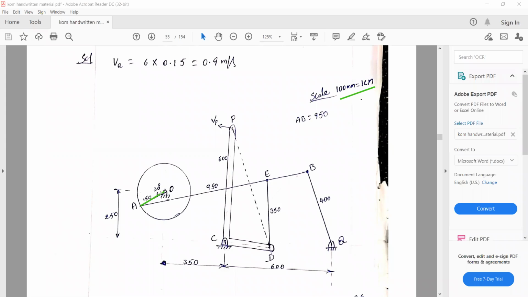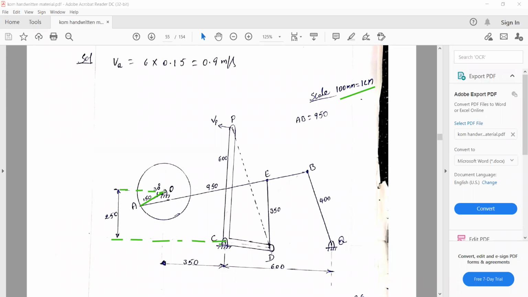O is the fixed point, and A is there. Now draw a horizontal line up to our C place. That is 250 mm, so that means a 2.5 centimeter line. Draw another horizontal line.